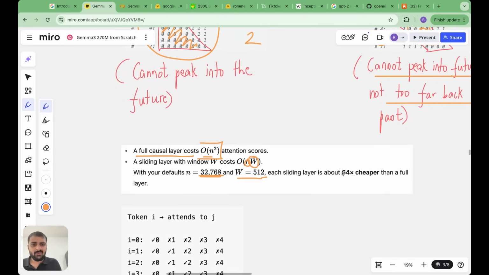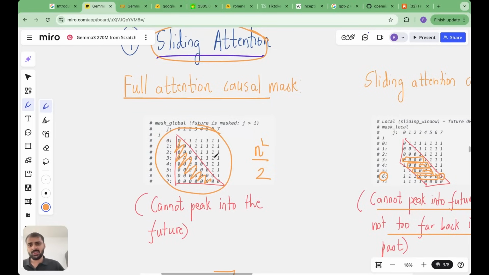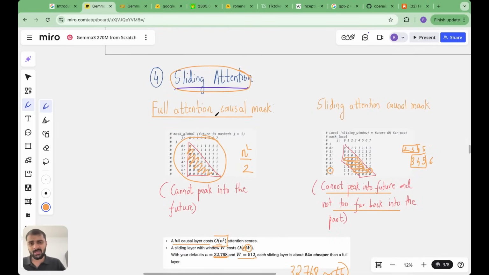and that is roughly 32768 divided by 512, right? Which is around 64 times cheaper than a full causal attention layer. That's sliding attention, right?